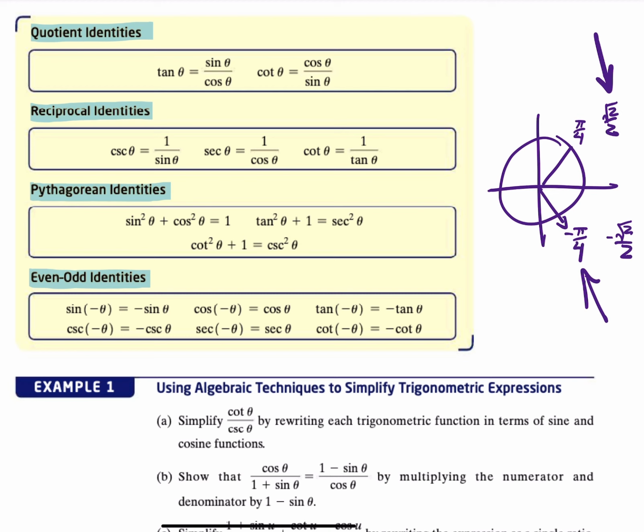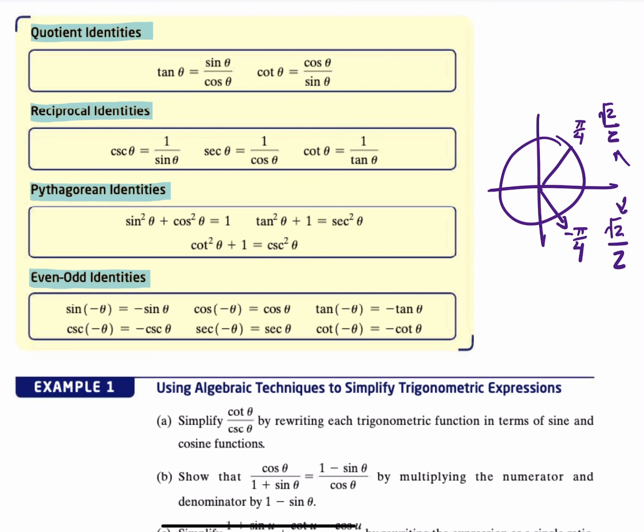For the cosine, let's imagine also with pi over 4. This is saying the cosine of negative theta equals the cosine of theta. Let's take pi over 4 for theta as well. The cosine of pi over 4 is positive root 2 over 2. The cosine of negative pi over 4 still has an x value of root 2 over 2. So they're equal to each other. So that's what this is saying. The cosine of a negative angle is the same as the cosine of the positive angle.